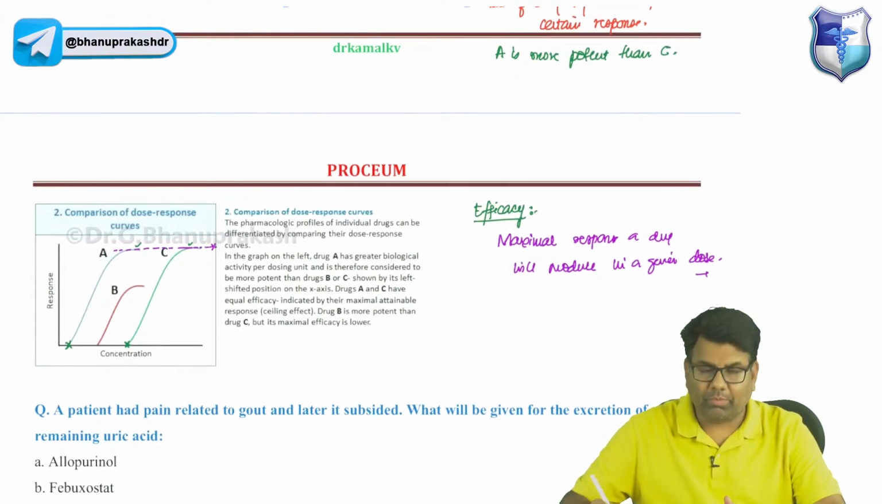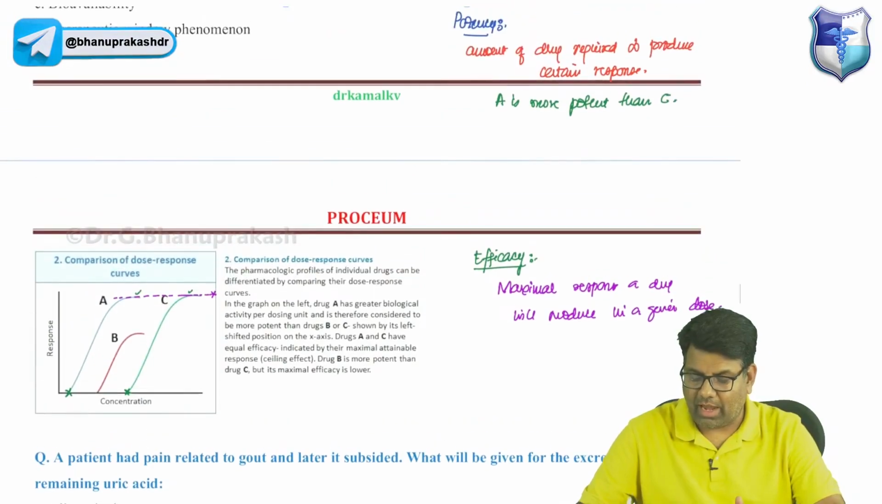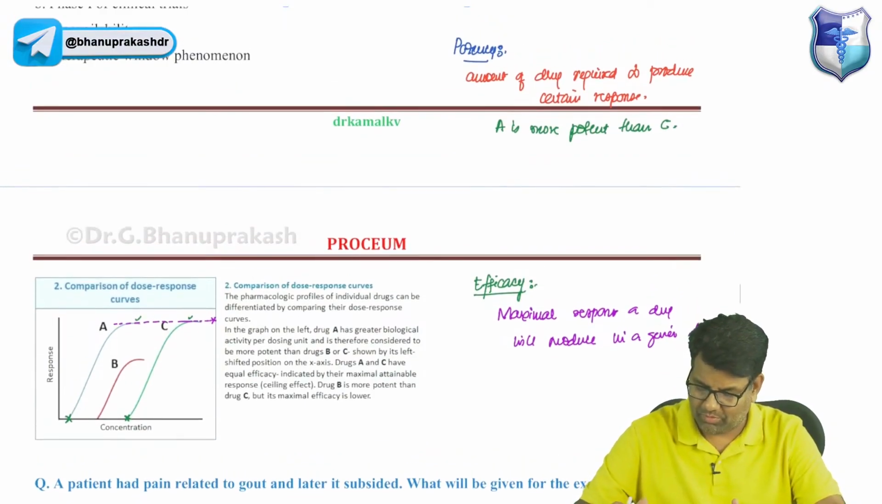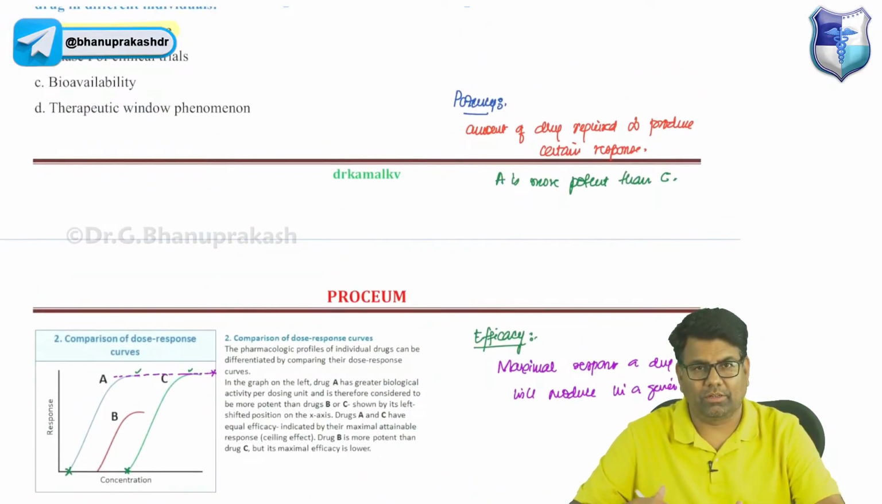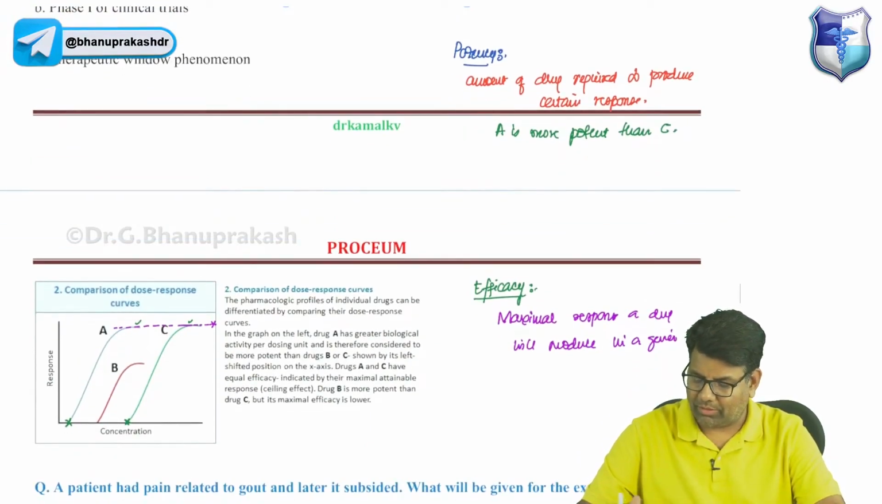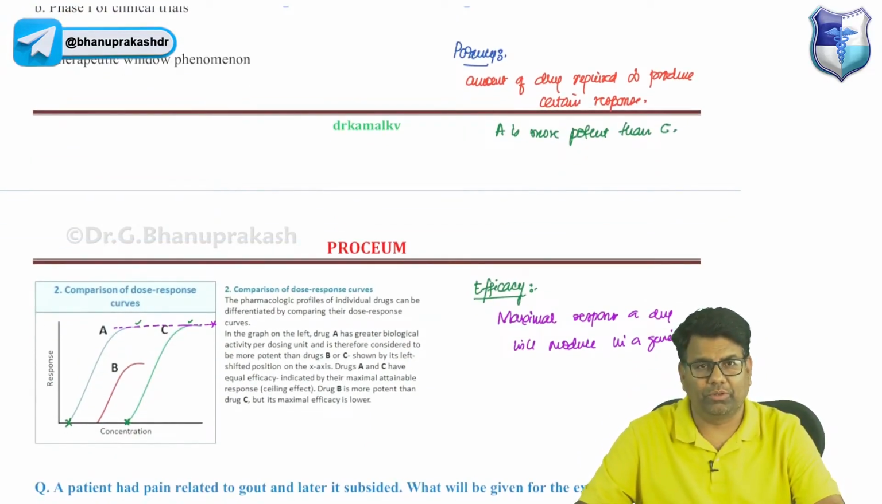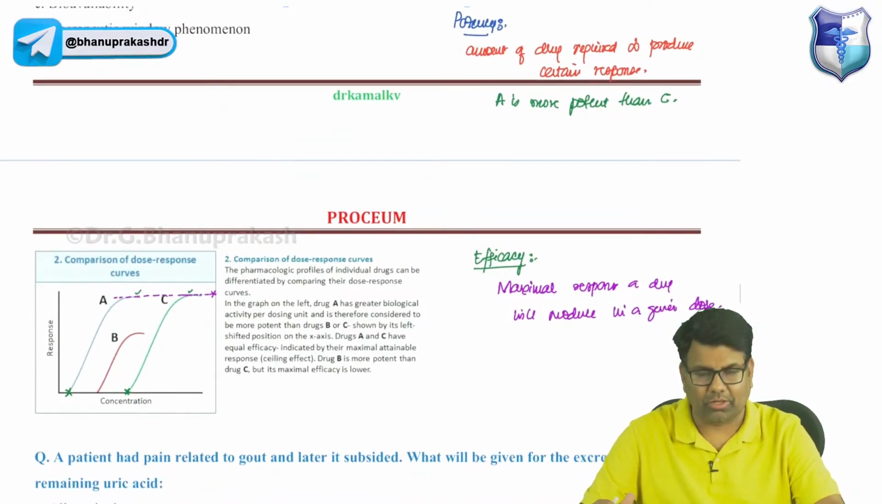So maximum response is efficacy, and the amount of drug or the dose of drug needed to get that particular response is potency. Please remember this concept, because many times we have a graph based question and the question revolves around these 2 points only: which drug is more potent, which is more efficacious. So that is the concept.